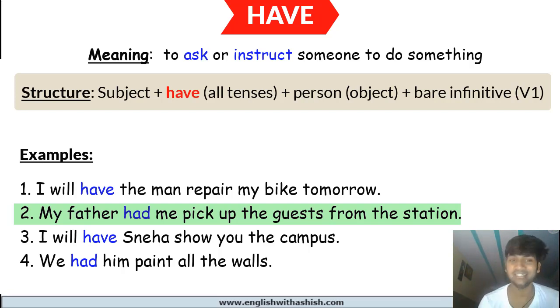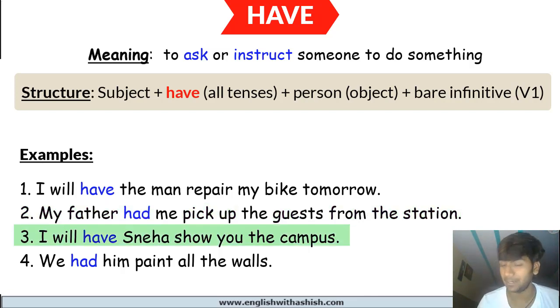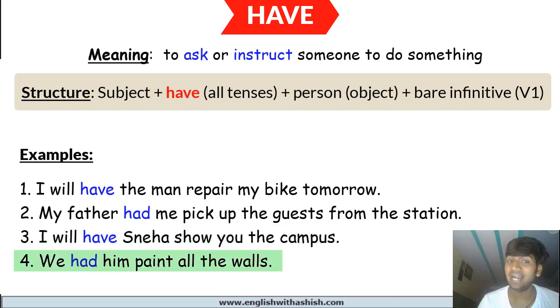Okay, another example. I will have Sneha show you the campus. I'll ask her to do this, right? And she'll not say no to me. She's not going to do that, okay? We had him paint all the walls. We asked him, or we instructed him to do this, and he didn't have much of a choice. He did it. Okay, so this is how we use have.